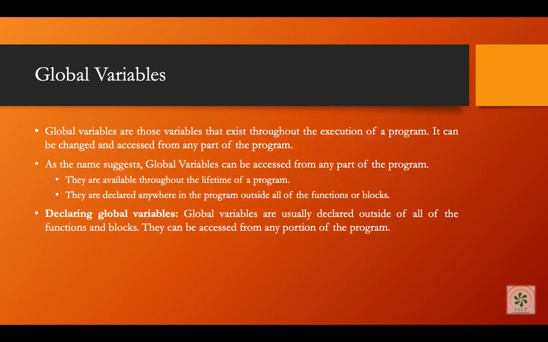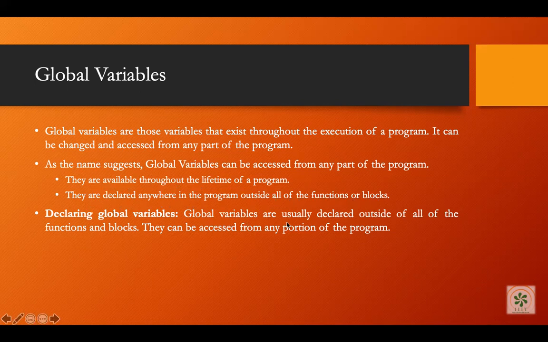Global variables are those variables that exist throughout the execution of the program. They can be changed and accessed from any part of the program. As the name suggests, global variables can be accessed from any part of the program. They are available throughout the lifetime of the program. They are declared anywhere in the program outside all the functions or blocks. So if there is a function or a block, the global variable we have to put outside any function or any block.